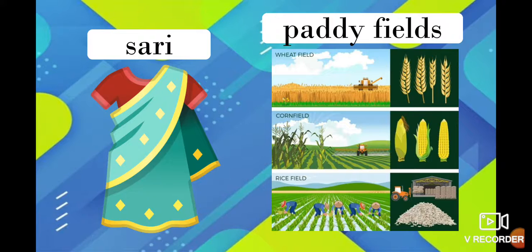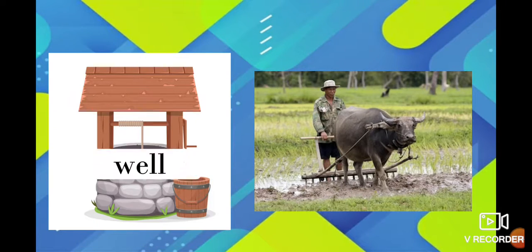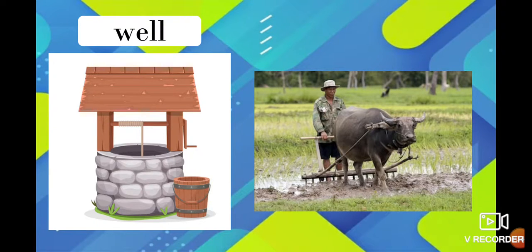And we have the paddy fields and we have different fields. For example, the wheat field, un campo de trigo. The cornfield, un campo de maíz. And the rice field, un campo de arroz. So that means we have different fields. Yeah, but the majority of the Indian people work in that. Then we have the next part, that is the well. This one is a place where you obtain water. Yeah, okay. In Spanish, pozo.